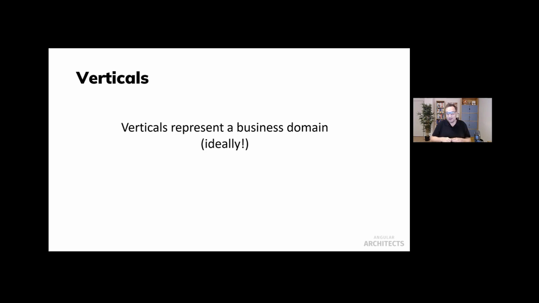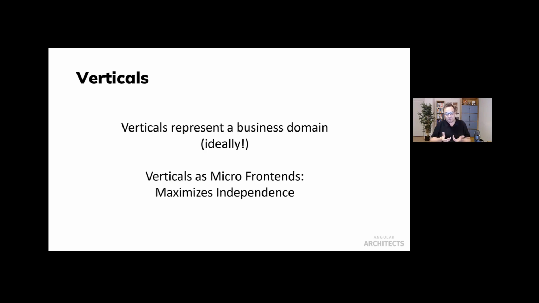So ideally, we mirror the business domain, and one option for implementing those verticals is going with micro frontends, which means that each and every vertical becomes an application of its own, a front end of its own. And this maximizes the independence between the different teams working on those verticals. Because now everything is really decoupled.